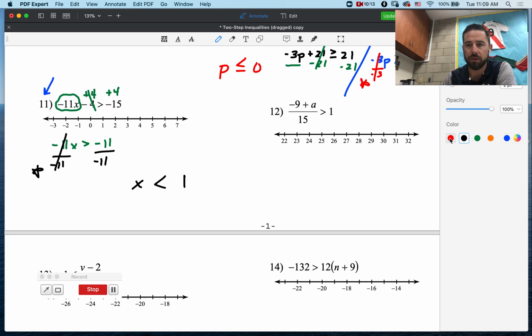Okay? Now, let's graph this puppy. At 1, sorry, stinking bell at school. At 1, it's going to be open. Is it eating the variable? No, it's not eating the variable. So it's less than and to the left.